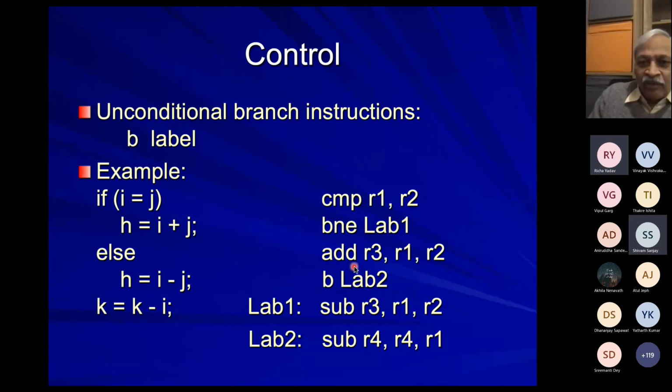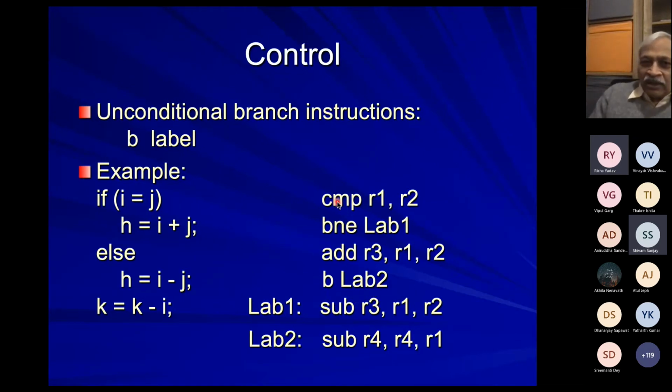Otherwise, you perform this addition that corresponds to H equal to I plus J. And after having done that, we want to skip the subtraction which corresponds to H equal to I minus J. So here we have an unconditional branch, which takes you to label 2.